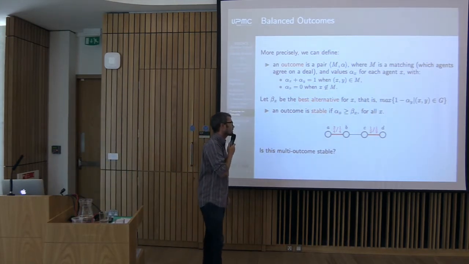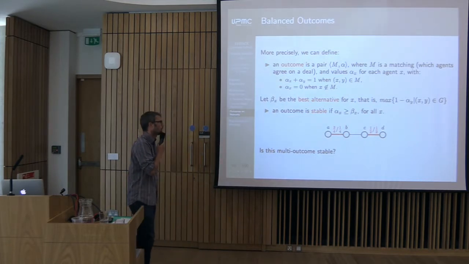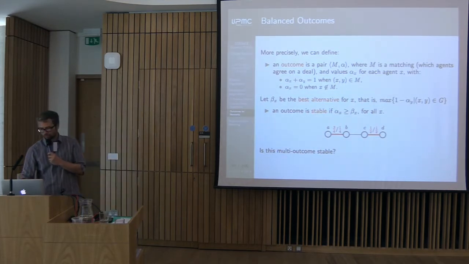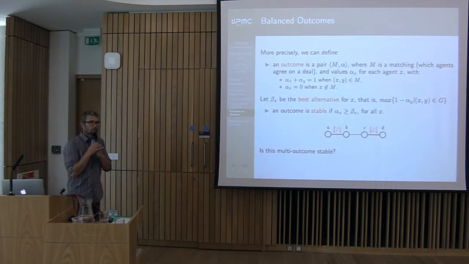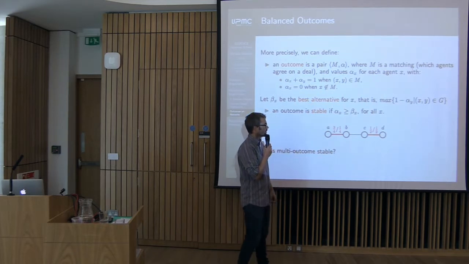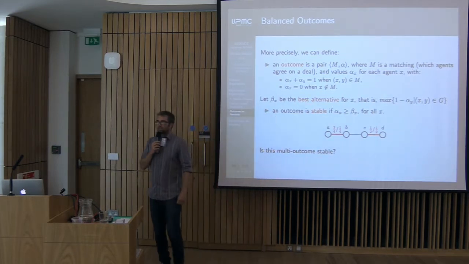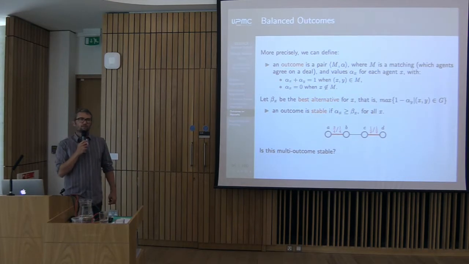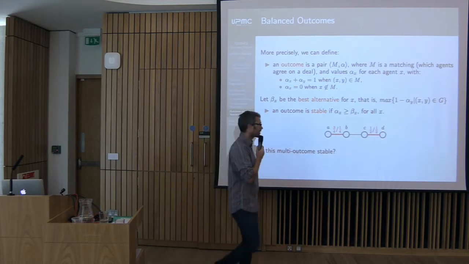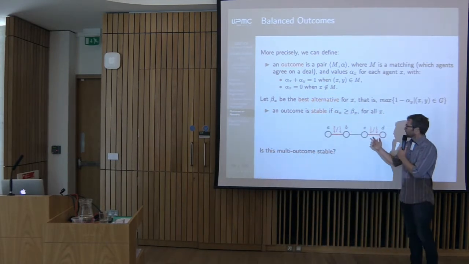A bit more intricate, is this one stable? So now all of them are in a matching, whereas before only 2 of them were matched. So all agents agreed on some deals, but is it the case that it's stable or not? No, it's not stable again.